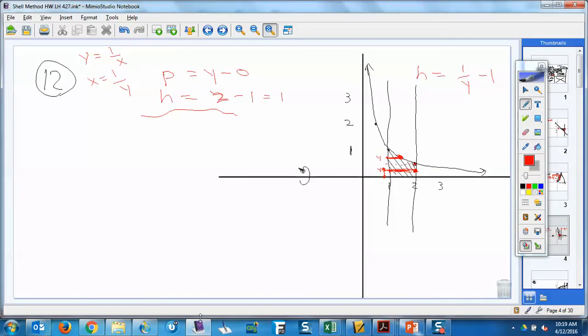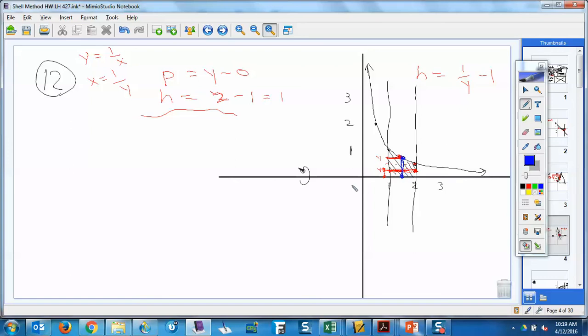All right, and so now, like I said, let me do this in blue. This would have been much, much easier to do just as a regular old disc. There wouldn't even have been any empty space, right? If we'd done vertical strips here, with a horizontal axis of revolution, slices would have been great here, right? Shell method is kind of a pain here.